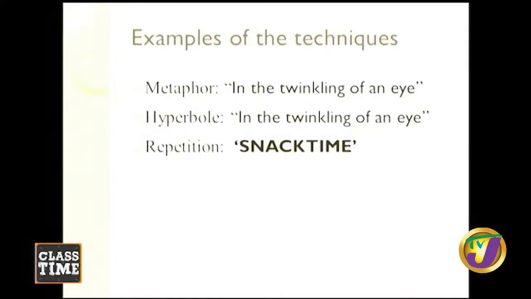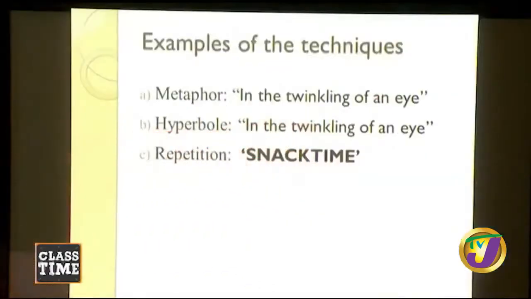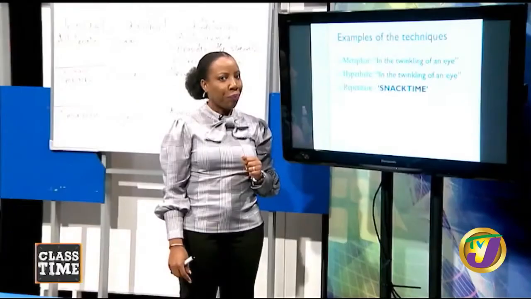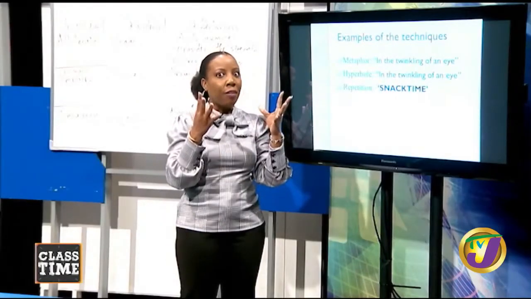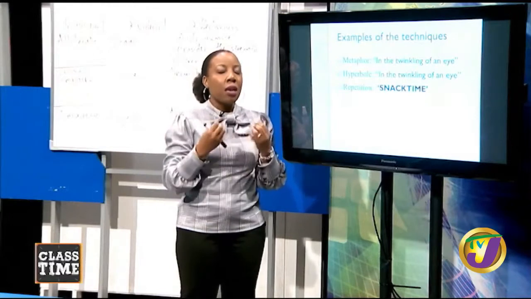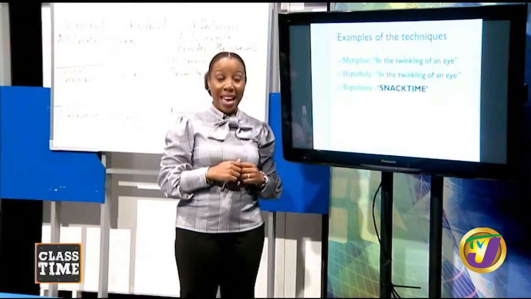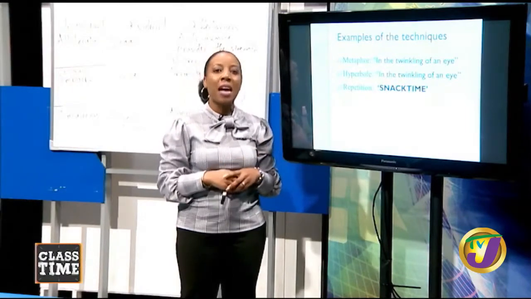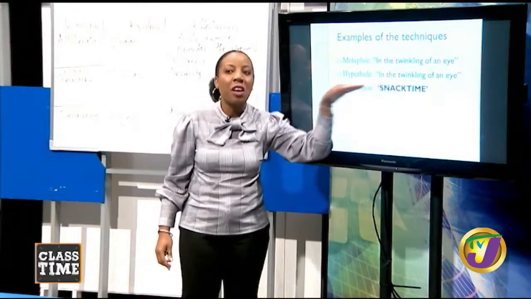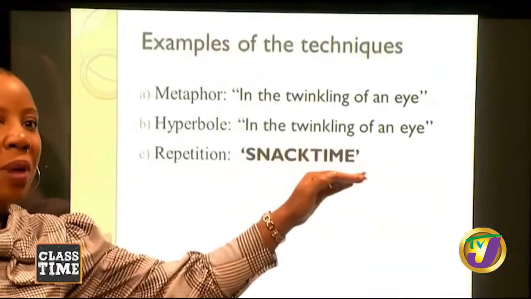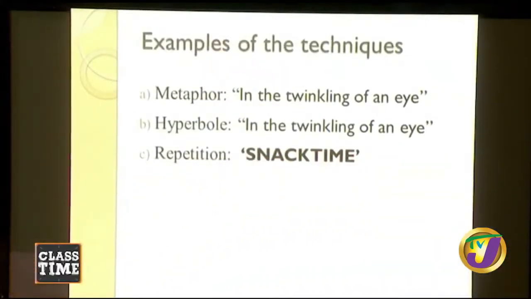Yes, the metaphor is also contained in the twinkling of an eye. There is a direct comparison between two things. And what are the two things being compared? All right, the twinkling of an eye, literally, you blink, and the service that is provided at the restaurant. So those two things are being compared. So the characteristics of blinking, meaning the speed at which we do it, is being transferred to the kind of service that they claim to offer at snack time.